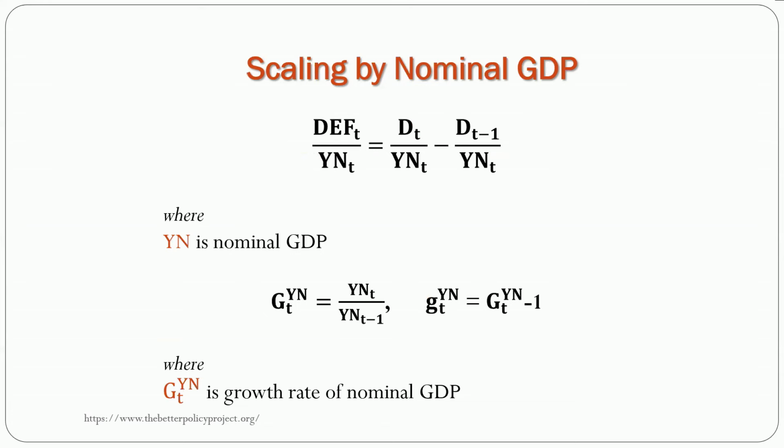So here we can see that the deficit and debt are all divided by Y N, which is the nominal GDP. We can also define the growth rate of nominal GDP, which is equal to the nominal GDP's current value divided by the previous value. And with this, we can also get the equation for small g Y N, which equals the growth rate of nominal GDP minus 1.